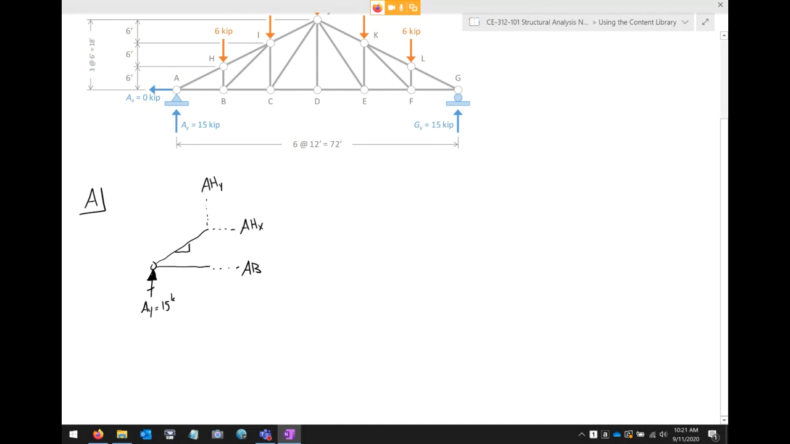Now, before we start chugging this out, I'm curious, does anybody know what slope ratio we can use right here for this member? Because I didn't give it to you. You kind of have to figure it out. Now, notice the way I had the dimension drawn on the bottom where it says 6 at 12 equals 72.